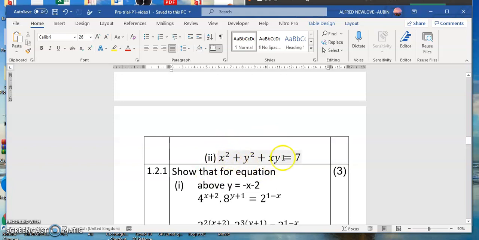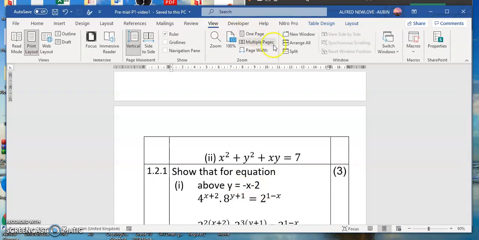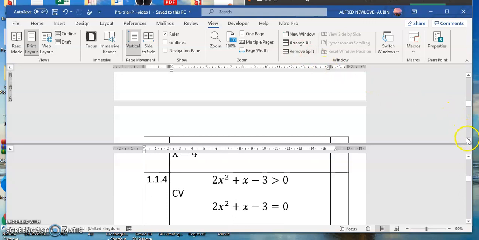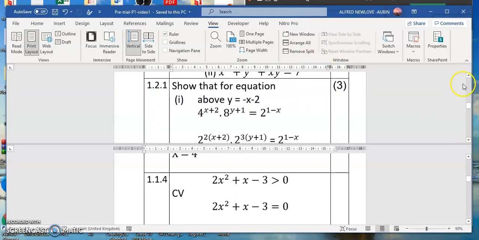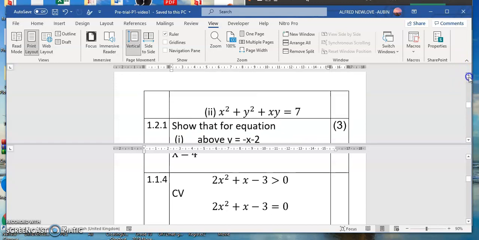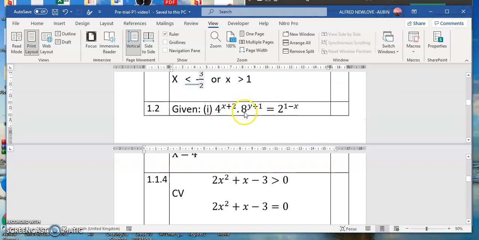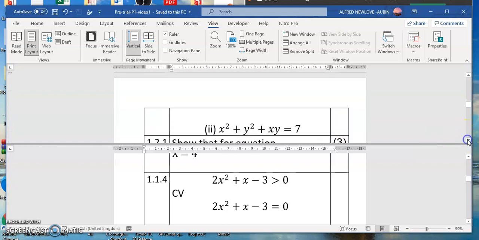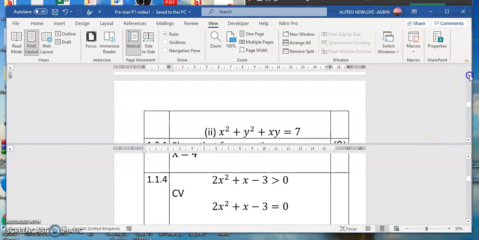Then the next one is this. The question says show that for the equation above, y is equal to minus x minus 2. Okay, let me split this one into 2, so that we can see the question above. Okay, this is the question. This is the information given, this one and this one. Alright. Okay, let me put it here.